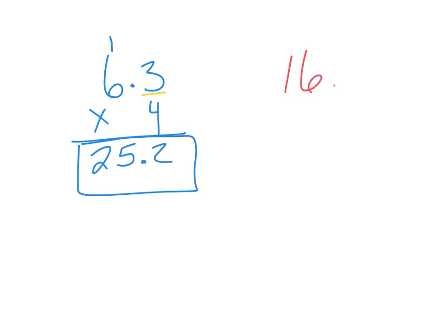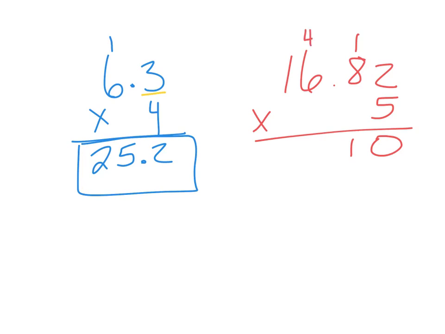Okay, what if I have 16.82 times 5? All right, 5 times 2 is? 10. So put a 0, carry the 1. 8 times 5 is? 40. Plus 1. 41. So put a 1, carry the 4. 6 times 5 is? 30. Plus 4. 34. Carry the 3. 5 times 1? 5. Plus 3.